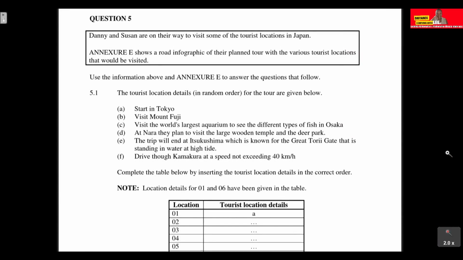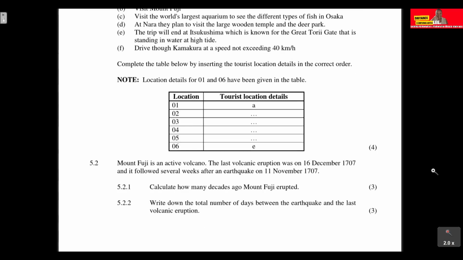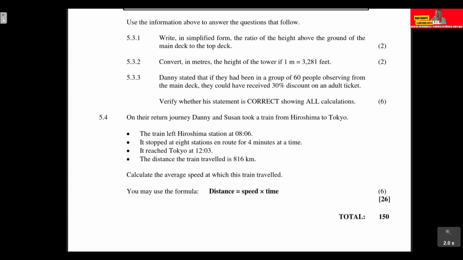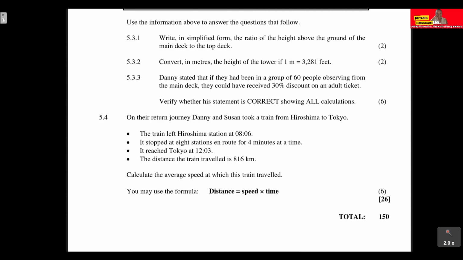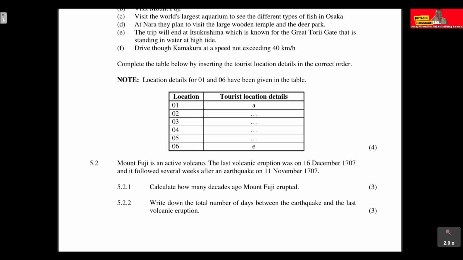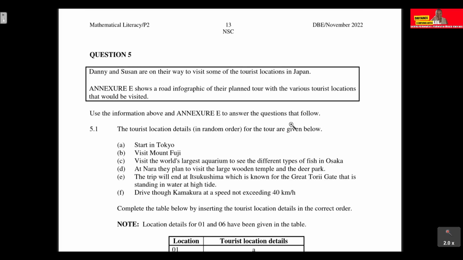So like I mentioned, we're going to be having a look at question 5.1, question 5.2, question 5.3, and question 5.4 in this video tutorial, and we're going to be basically finalizing the Mathematical Literacy Grade 12 November 2022 Paper 2. Okay, so let's get started.